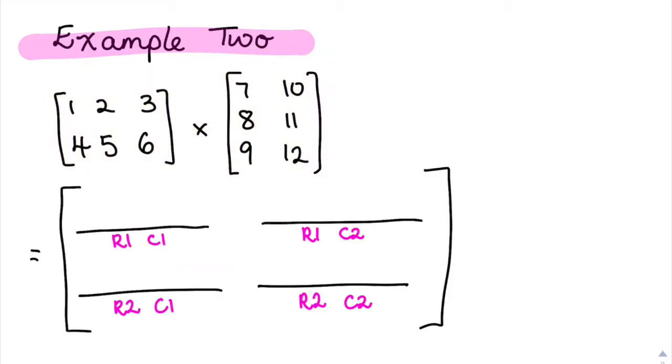Let's kick things off by filling in our first element whilst we focus on row 1 in the first matrix and column 1 in the second matrix. Let's pair up our values and show our calculations. We have 1 times 7 plus 2 times the 8, and then we'll add on 3 lots of 9. Let's complete the rest of the calculations.